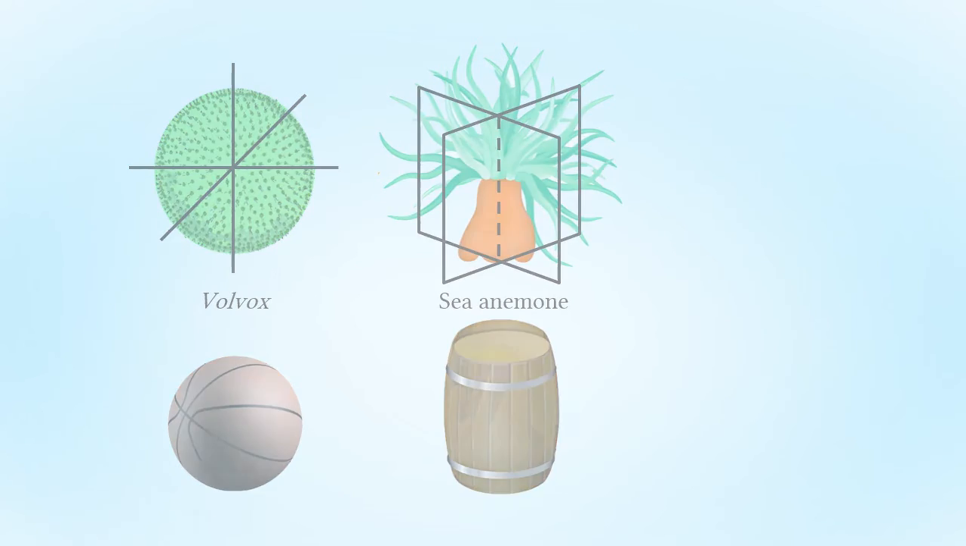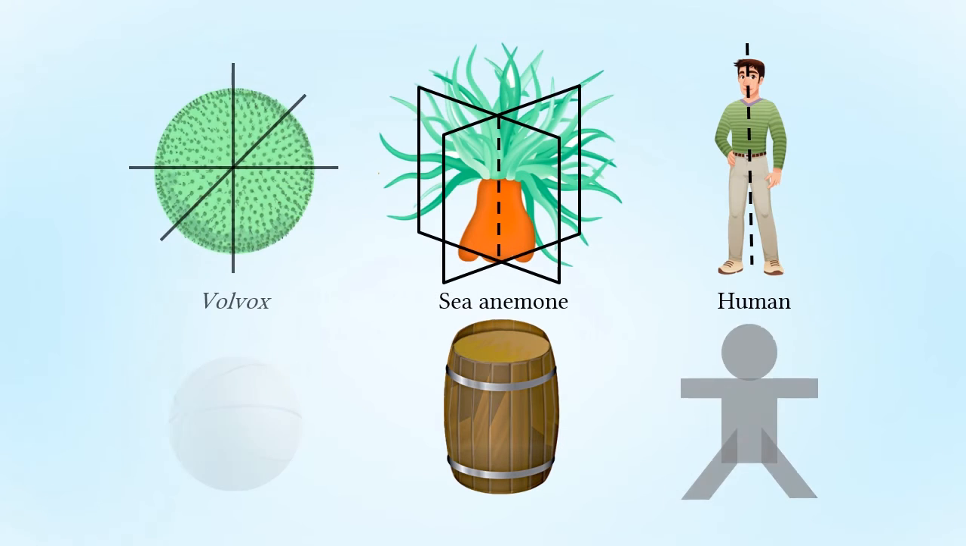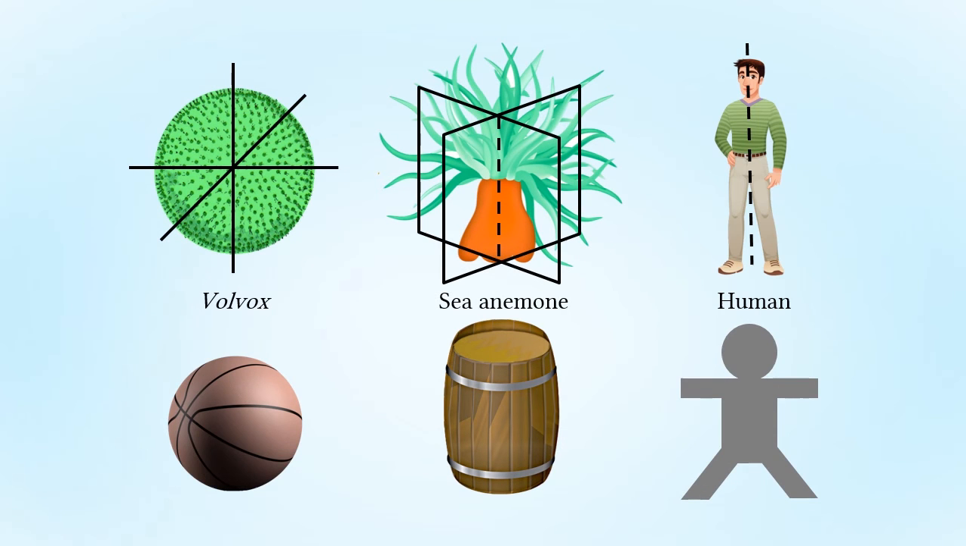The third type of symmetry is called bilateral symmetry. Bilateral symmetry is when an organism can only be cut into two identical halves by one longitudinal cut along its center, which divides it into right and left halves. Humans have bilateral symmetry. Now, most animals possess radial or bilateral symmetry, but there are a few with spherical symmetry, and even some with no symmetry at all.